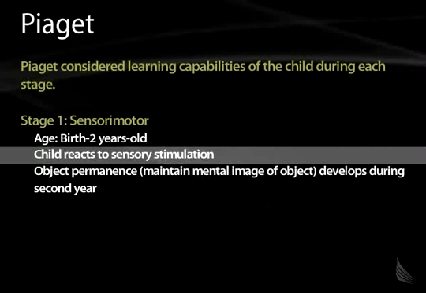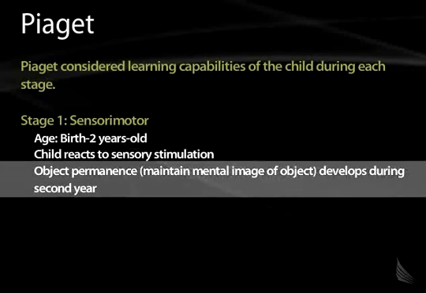An important part of the sensory motor stage is object permanence, which means that the child can maintain a mental image of an object, and this usually develops during the second year of life. What this means is that if you were to give a small baby a toy and then put it behind your back, a very young baby, maybe at 6 months, would think that the toy had disappeared forever. But if you showed a 12 or 18-month-old baby that this toy had disappeared under the blanket, they would probably go and look for the toy underneath the blanket. So that's object permanence.